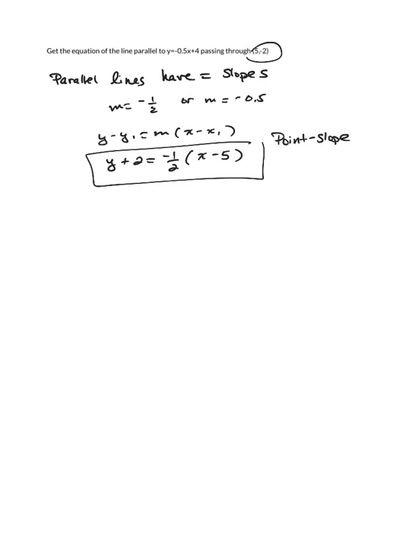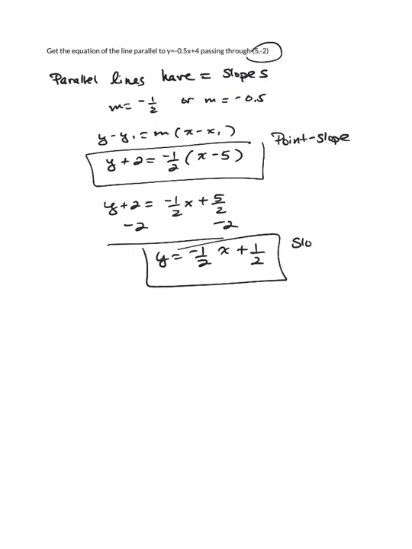You can also distribute the negative 1/2 and then subtract the 2, and you have a calculator. So if you don't know how to add and subtract fractions at this point, just use your calculator. And this equation is the slope-intercept equation. They're both equations of the line that's parallel to the given line passing through the given point.